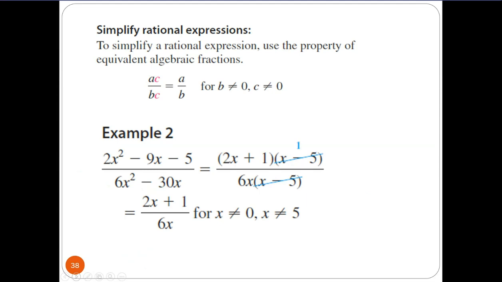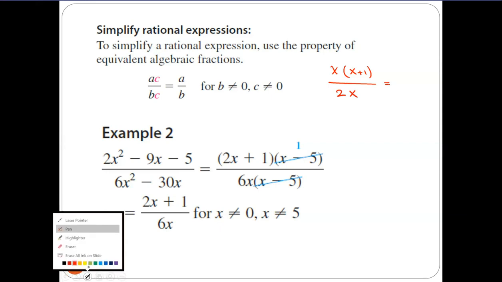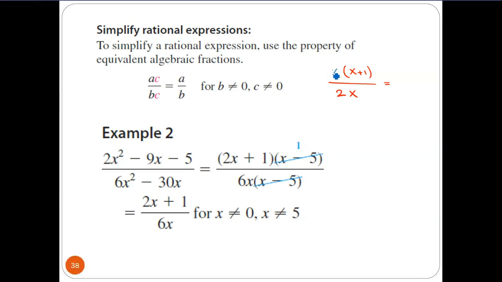Now if we have any value in the numerator and denominator that is equal and multiplied, we can remove it. For example, if we have x multiplied by x plus 1 and we have 2x, look at this. We have x and we have x. We can remove x with x because we have multiplication. So the final result is x plus 1 over 2.